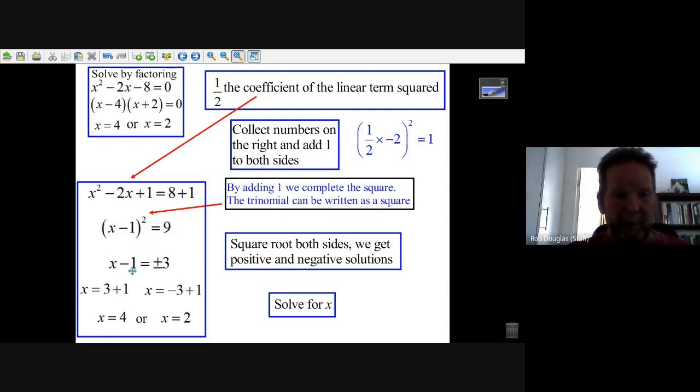Now you take the square root of both sides, the square goes away. The square root of 9 is plus or minus 3. Well, there's two answers here. You bring the 1 over, 3 plus 1, which gives us this 4, or minus 3 plus 1, which gives us the 2. Well, that seems like a pretty hard way to do it. If you can, you should factor. But if you couldn't factor, you can use completing the square to figure this out.